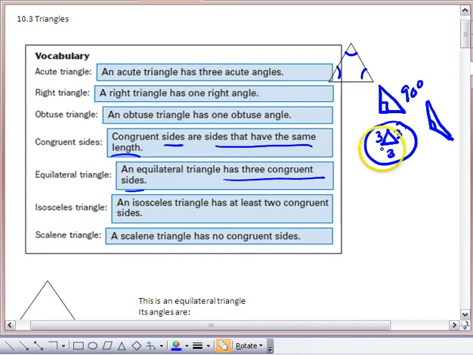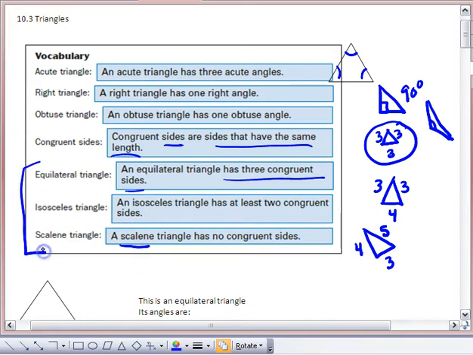An isosceles triangle is a triangle that has at least two sides that are congruent. So this triangle has two sides that are 3 and one that's 4, so that makes it an isosceles triangle. A scalene triangle has three different lengths. So for instance, this one is 3, 4, and 5. So all the sides are different lengths, so that makes it a scalene triangle.